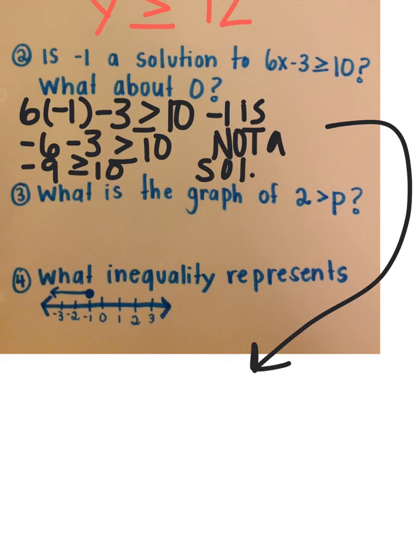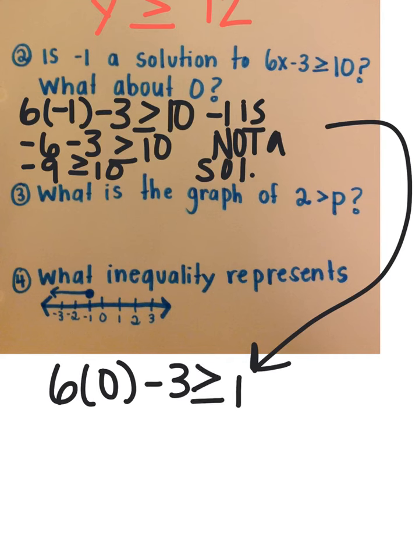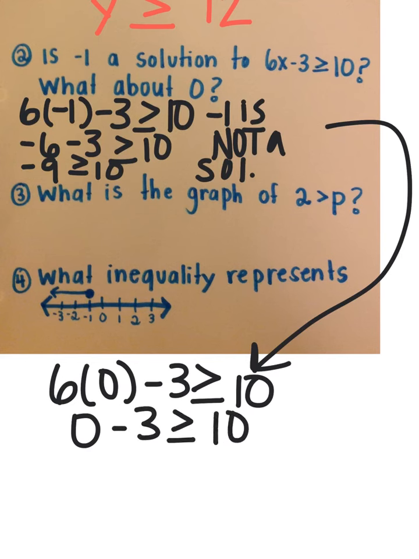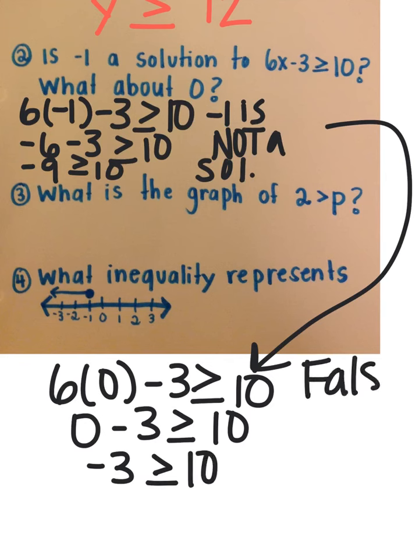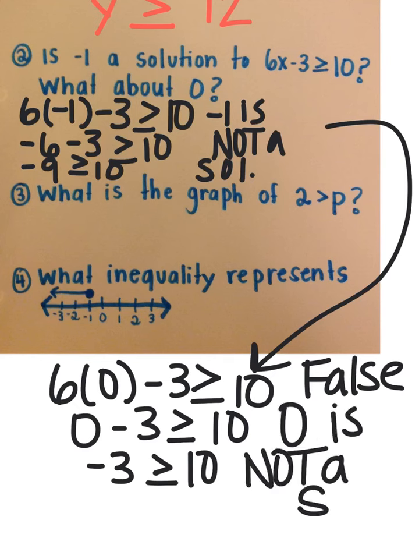Okay, so again, I'm just going to plug 0 in for x. 6 times 0 is 0. Carry everything down. 0 minus 3 will just be left with -3 is greater than or equal to -10. I know that that is false. Because it's false and not true, that means that 0 is not a solution. So neither of these examples were solutions because your inequality is not true.